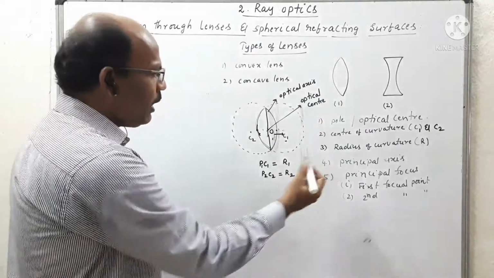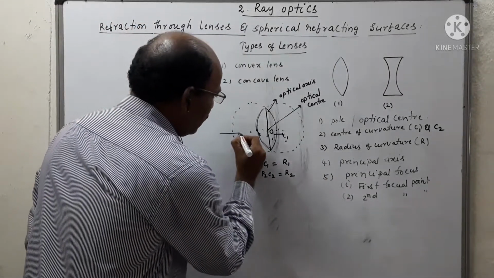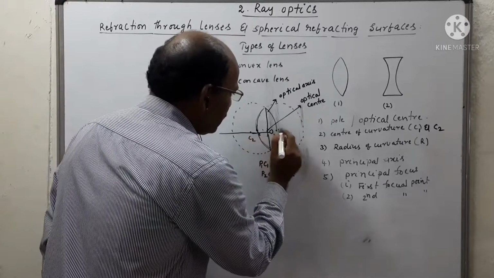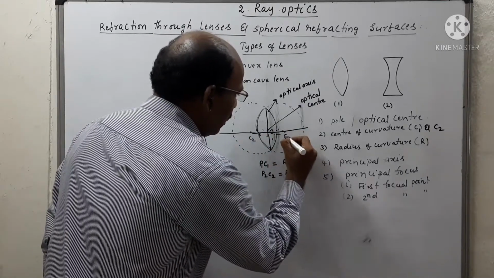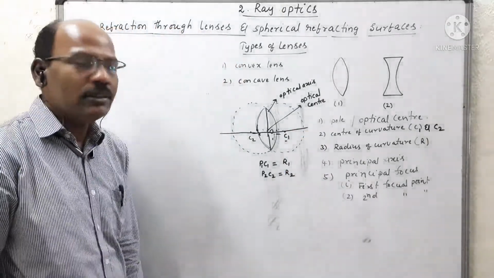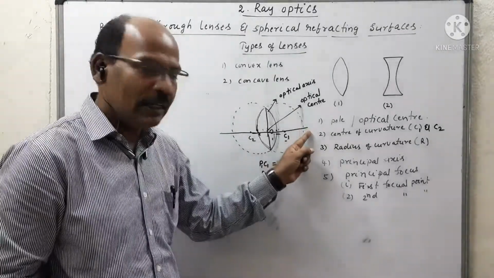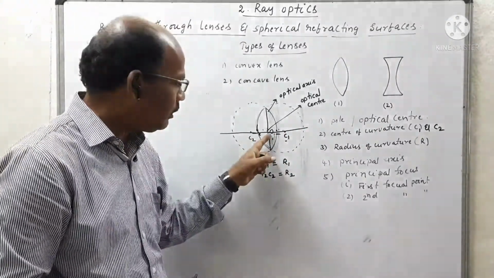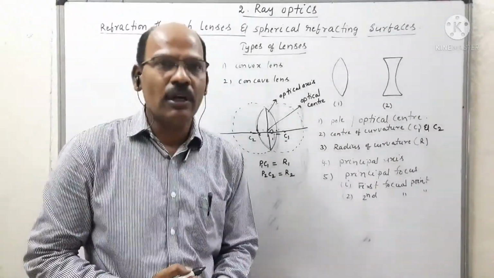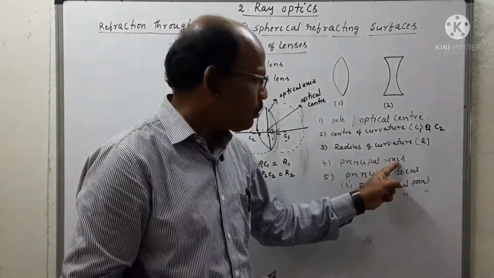So what is principal axis? Principal axis means the line joining the centers of curvature of the two refracting surfaces and the optical center is called principal axis. It is a straight line that connects the centers of curvature of the two refracting surfaces along with the optical center. So that is principal axis.